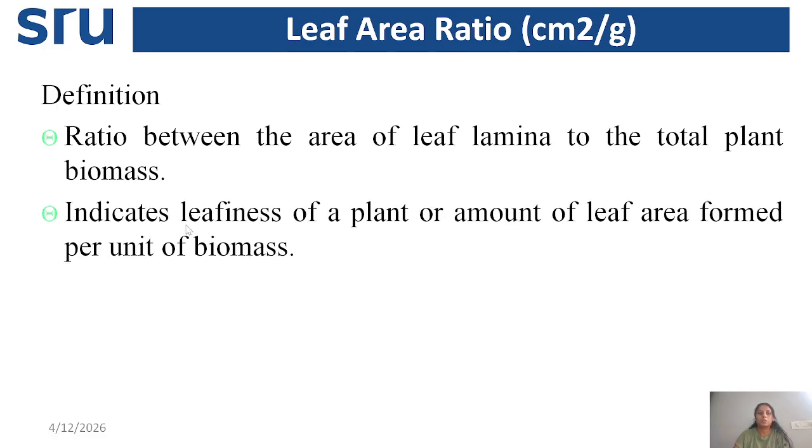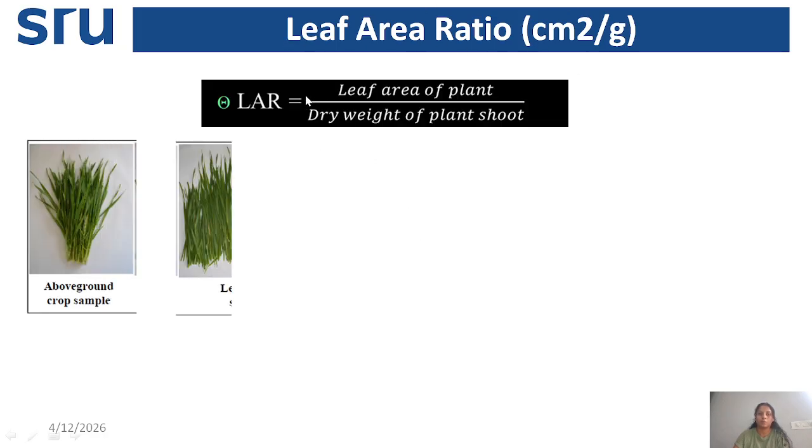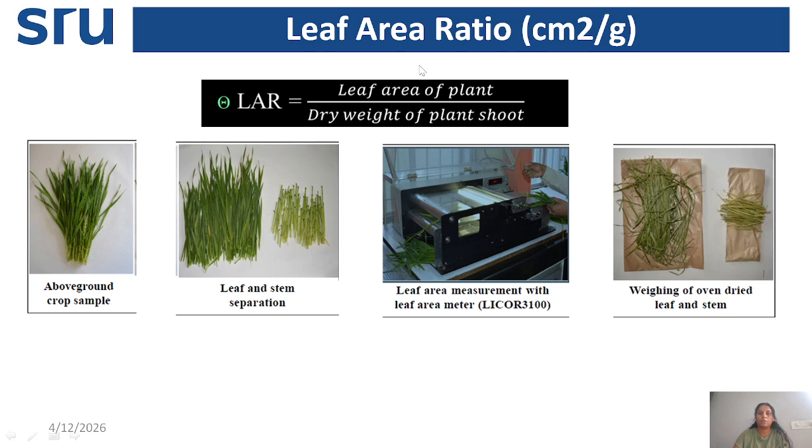What it indicates is the leafiness of the plant. If there is more dry weight, then the leaf area is less. All the assimilates are used to accumulate dry matter. So based on that we will measure the leaf area ratio. It is the ratio between the leaf area of the plant and the dry weight of the plant shoot.